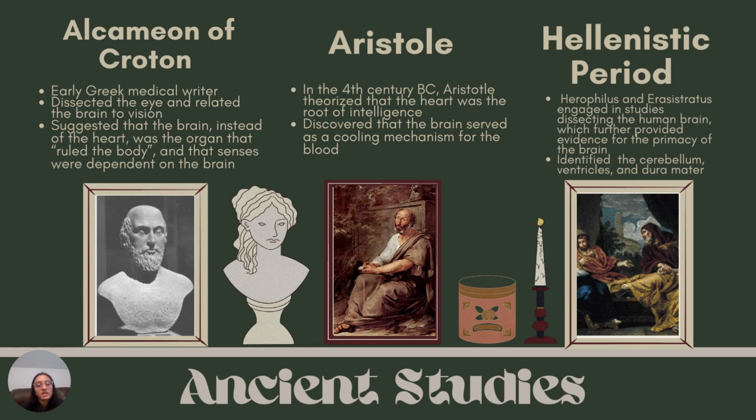In the 4th century BC, Aristotle theorized that the heart was the root of intelligence and that the brain served as a cooling mechanism for the blood. However, as we know, the earlier studies of the brain were very unsubstantiated and not based on accurate research. During the Hellenistic period, Herophilus and Erasistratus engaged in studies dissecting the human brain, which further provided evidence for the primacy of the brain by identifying the cerebellum, ventricles, and the dura mater, which is a tough outer layer of tissue which covers and protects the brain.